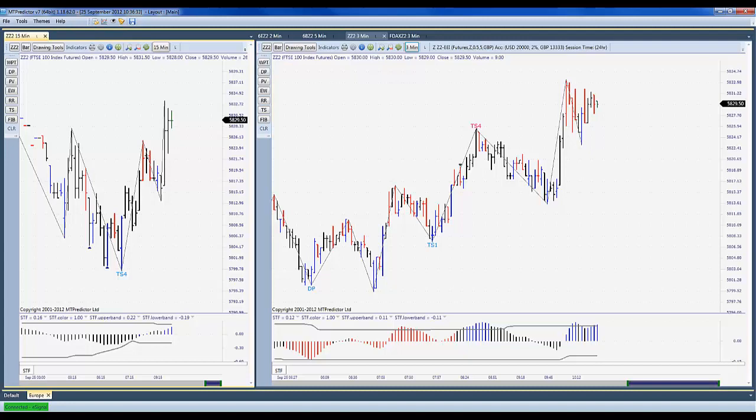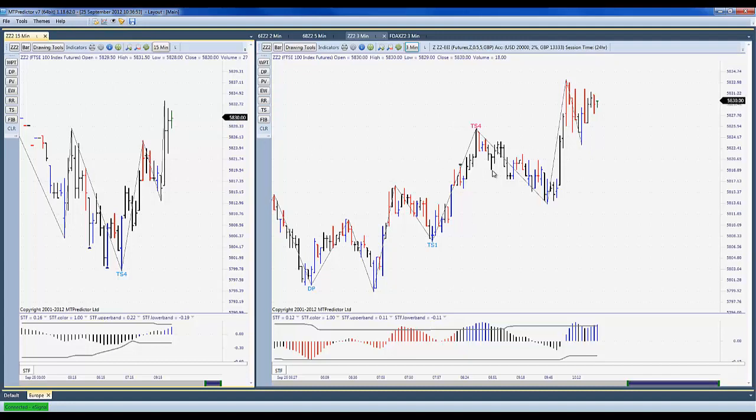I just thought I'd record this because this was a great example of the MTPredictor Holy Grail trade setup in action this morning on the FTSE. And I wanted to go through this so you can see how we define the various parts of the Holy Grail trade. First and foremost, you can see I've got two charts stacked side by side here.